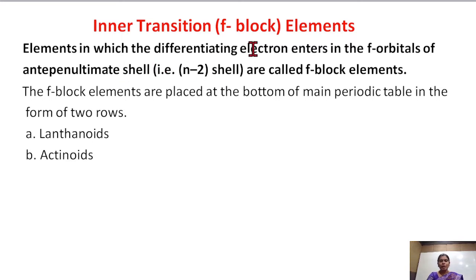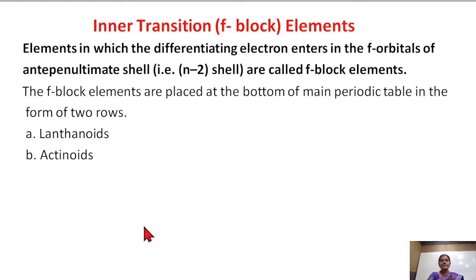Now what are the F block elements? Elements in which the differentiating electron enters the F orbitals of the antipenultimate shell, that is the n-2 shell, are called F block elements. This is the definition of the F block elements.